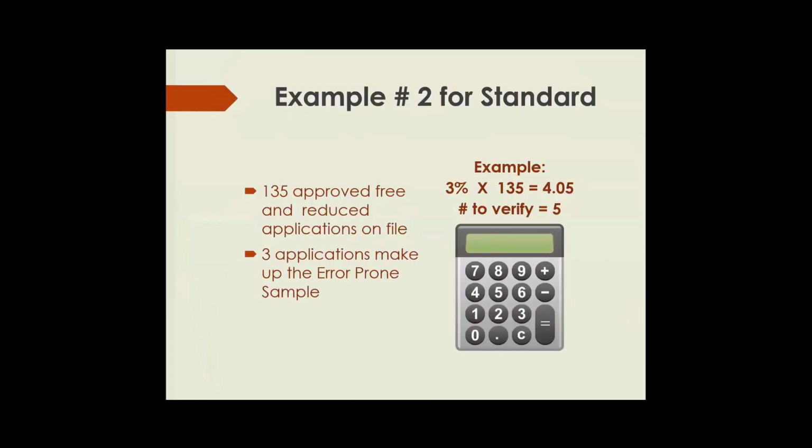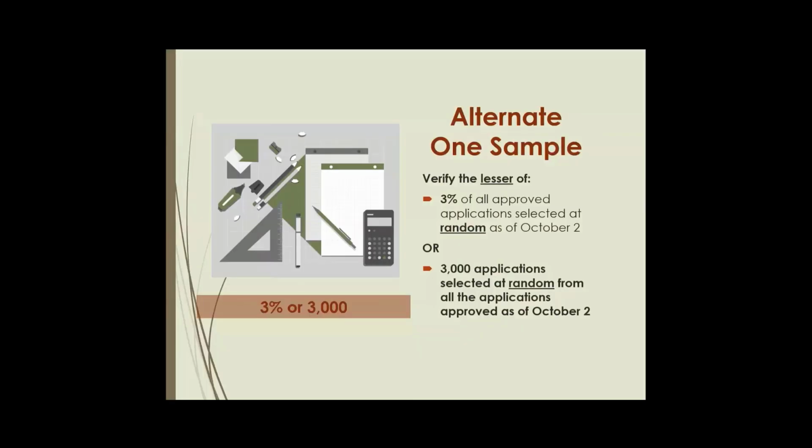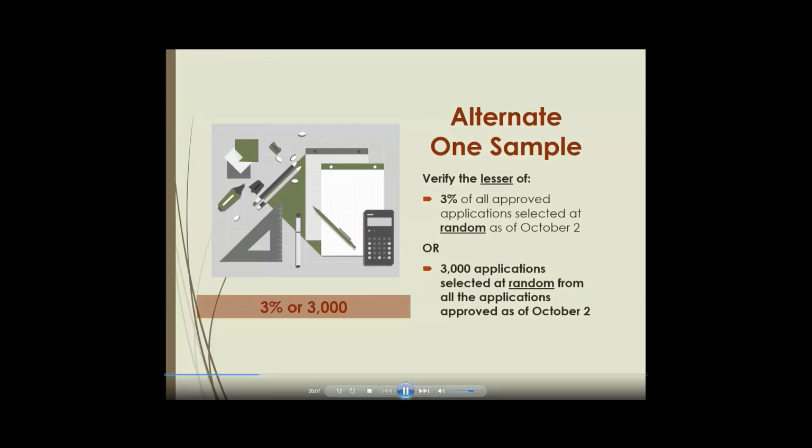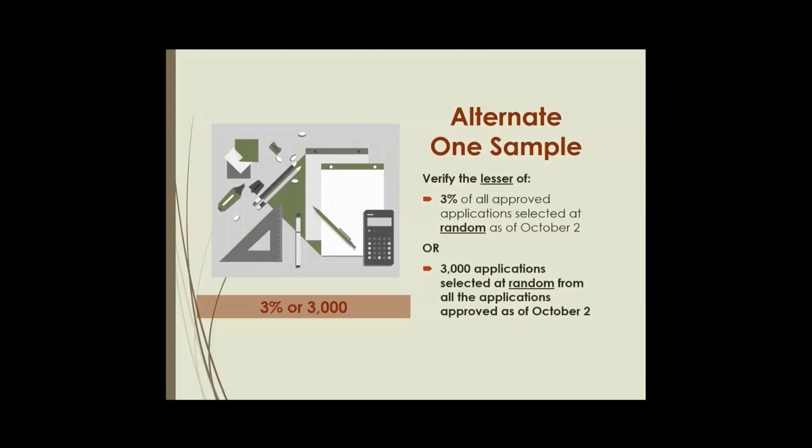Our next verification method is alternate 1. If the SFA has the opportunity to elect alternate 1, then they must verify the lesser of 3,000 applications or 3% of all approved applications selected at random as of October 2nd of the school year. So when we say at random, that means that once the sample size is determined, all applications are selected at random. So that's the difference with alternate 1 sample size.